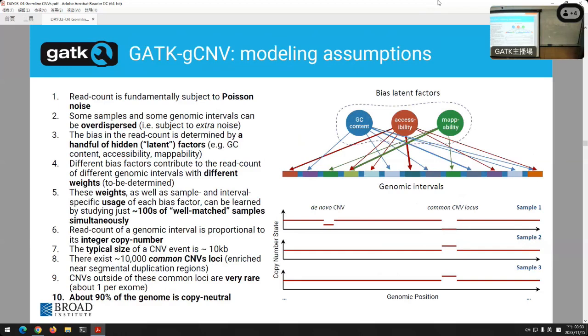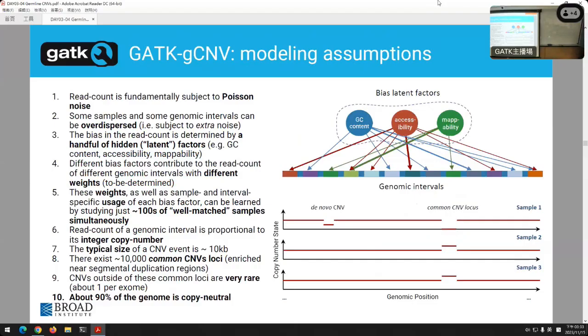Second, there are going to be some samples and some genomic intervals that are just messier than other intervals. They contain more noise, so we call that overdispersion. An example of that might be that there was an issue in the library prep for a certain sample, and that shows up in the read count being more messy than in other samples.